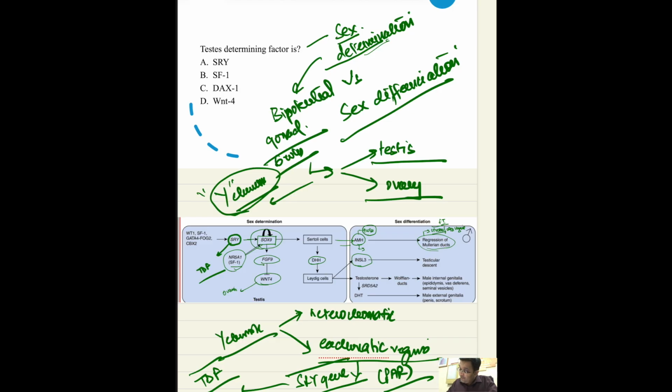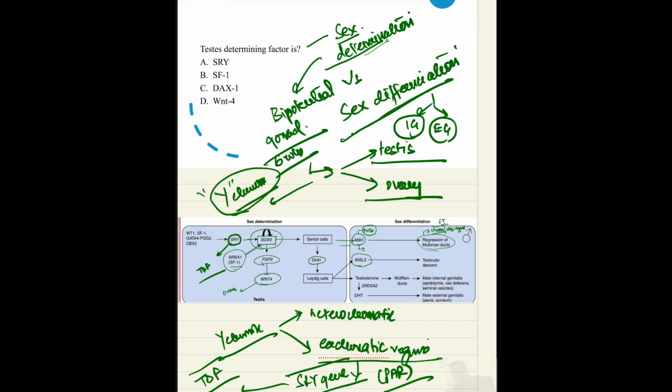While sex differentiation, on the other hand, is the development of the internal genitalia and external genitalia as guided by the gonad. So first the sex determination occurs, and then the sex differentiation occurs as per the development of the gonad, from the bipotential gonad to either the ovary or the testis. While testis is determined by the SRY gene present on the Y chromosome. That is the primary gene which is responsible for initiating testicular development.